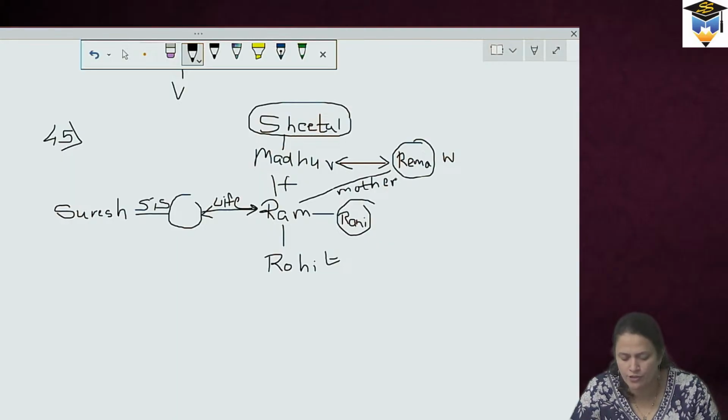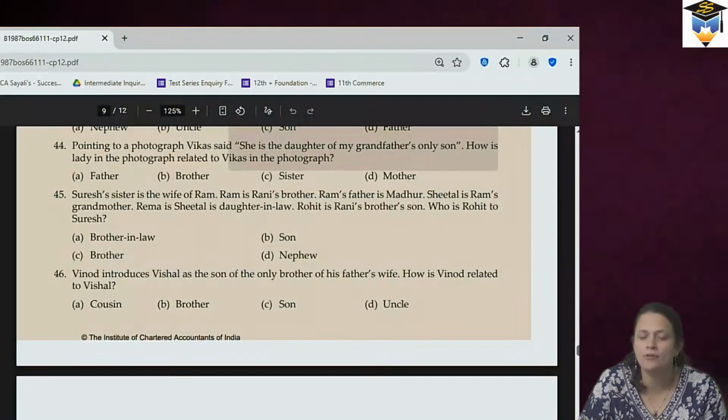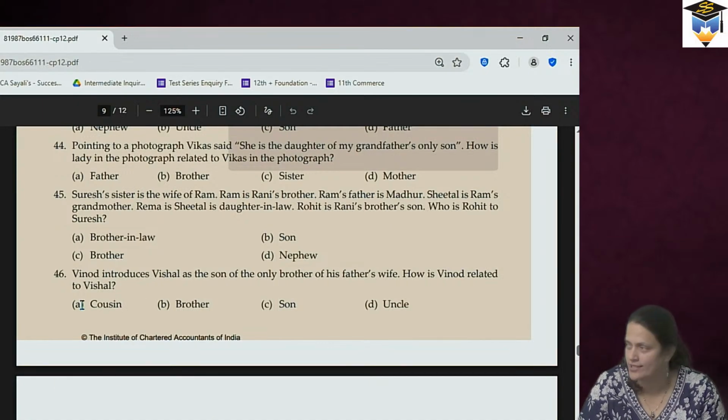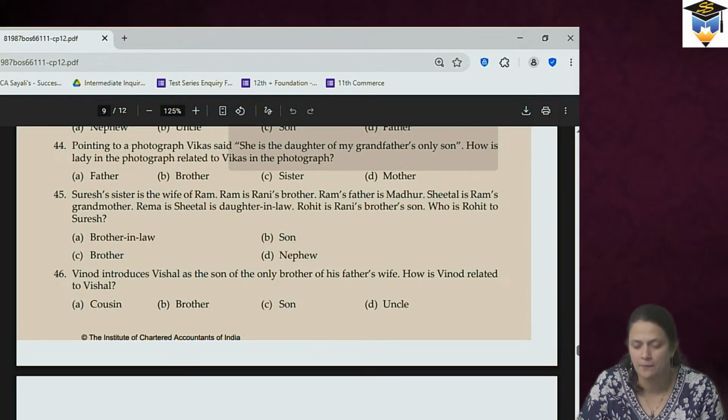Vinod introduces Vishal as the son of the only brother of his father's wife. How is Vinod related to Vishal? That is the question. Question number 46. For question number 45, what is the correct answer? Option D. Now the 46th question. Vinod introduces Vishal as the son of the only brother of his father's wife. How is Vinod related to Vishal?